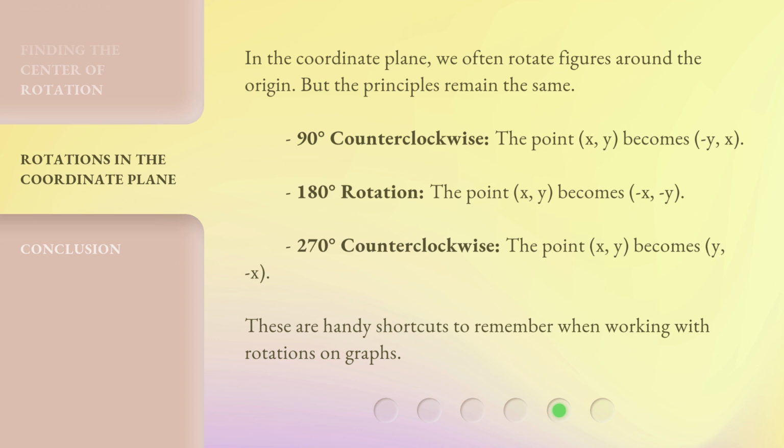180 degrees rotation. The point (x, y) becomes (-x, -y). 270 degrees counterclockwise. The point (x, y) becomes (y, -x). These are handy shortcuts to remember when working with rotations on graphs.